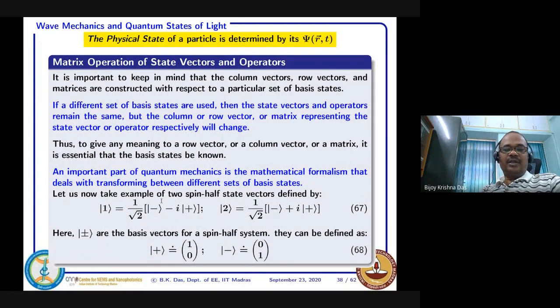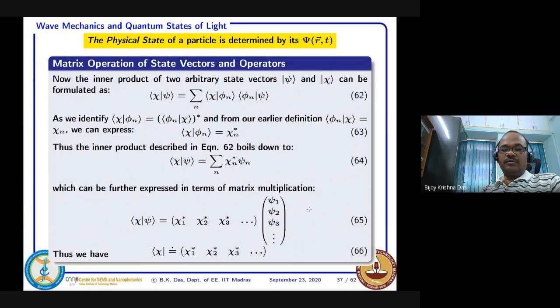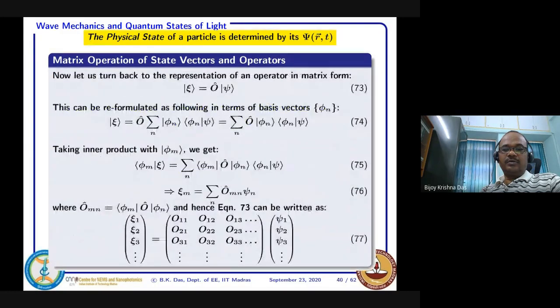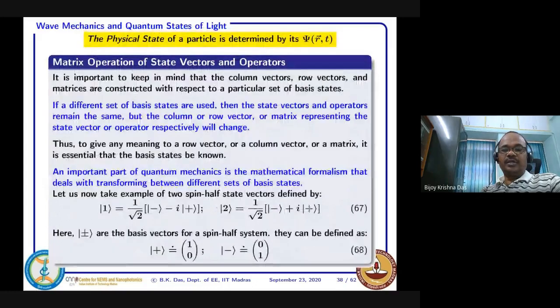Let us now take example of 2 spin half state vectors defined by this one. Okay. So, let's see. Yeah, fine. I think I'm all right. I thought something was missing. No.